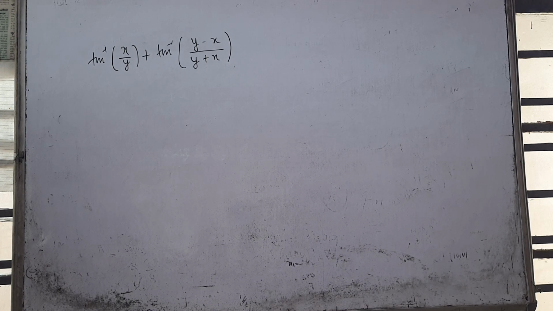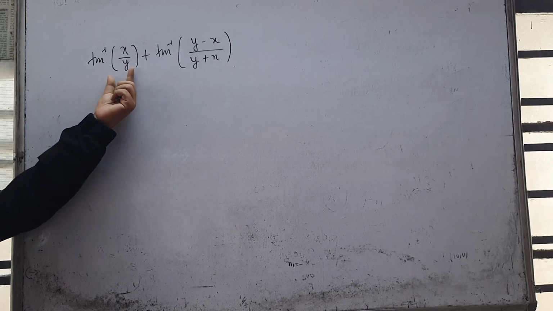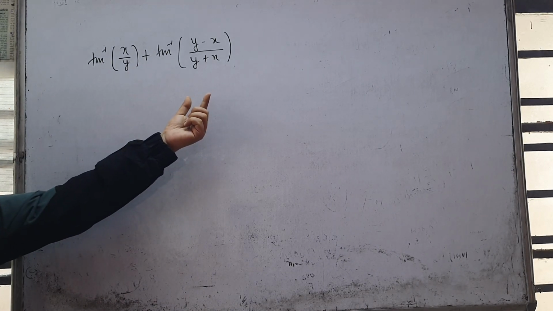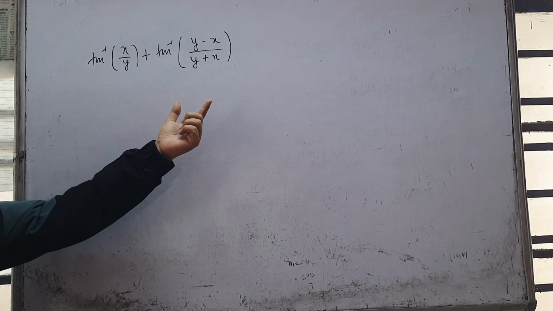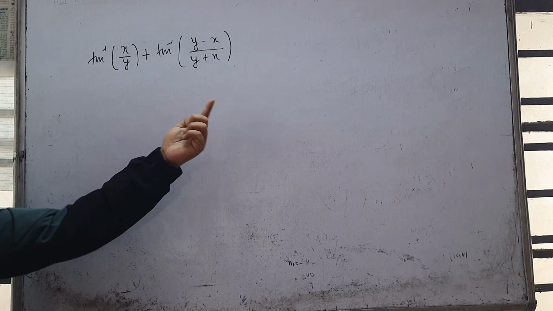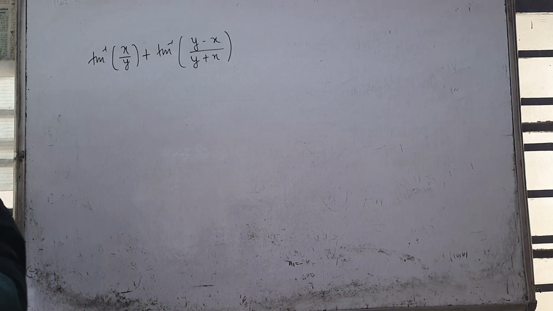Some students will assume this as x and this as y, and then use tan inverse x plus tan inverse y. But this is a tricky question. Is it clear? So how do you do this, everyone?